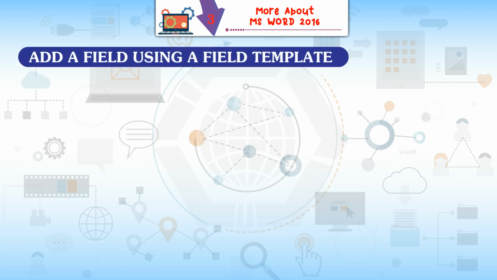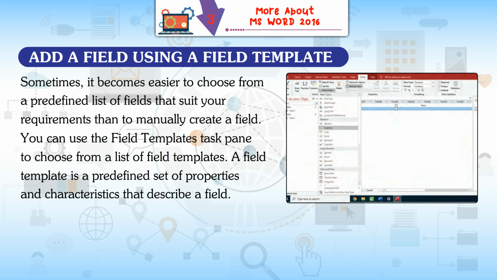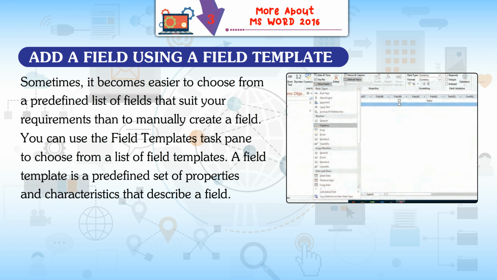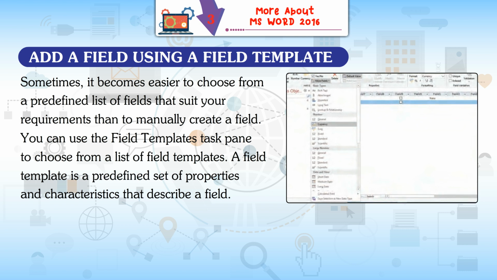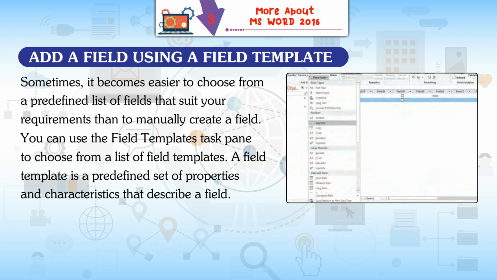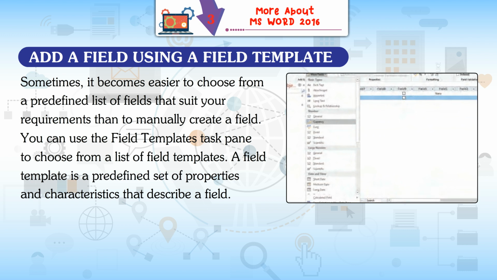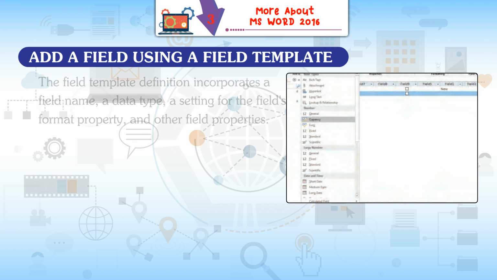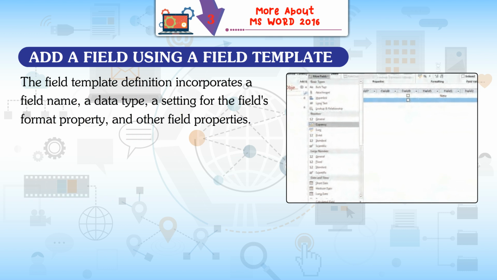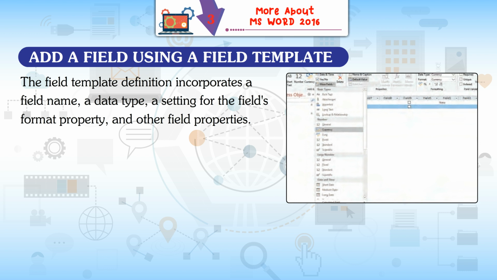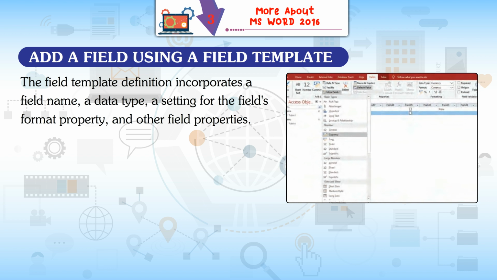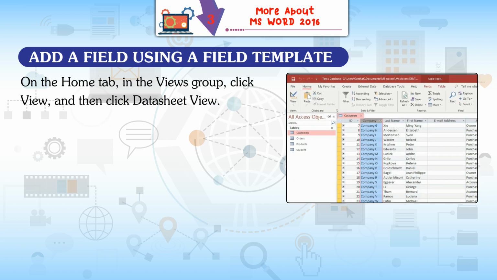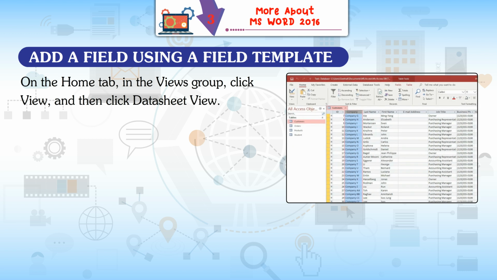Add a field using a field template. Sometimes it becomes easier to choose from a predefined list of fields that suit your requirements than to manually create a field. You can use the Field Templates task pane to choose from a list of field templates. A field template is a predefined set of properties and characteristics that describe a field. The field template definition incorporates a field name, a data type, a setting for the field's format property, and other field properties. On the Home tab in the Views group, click View and then click Datasheet View.